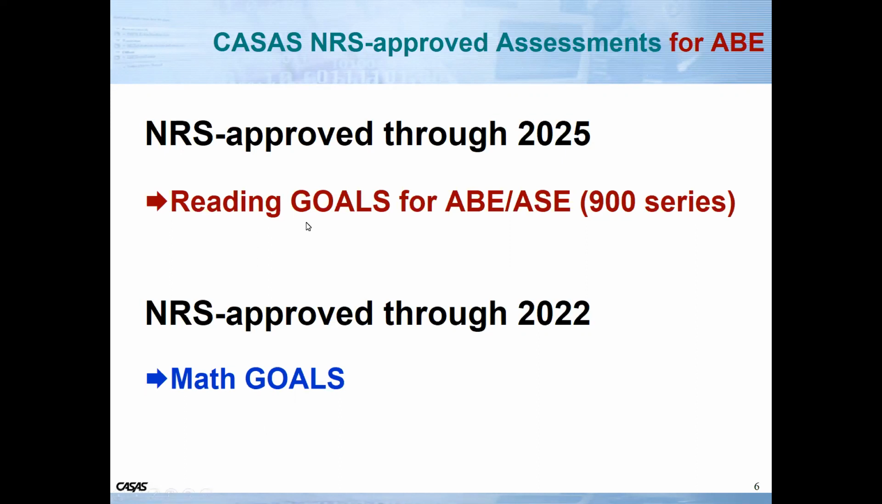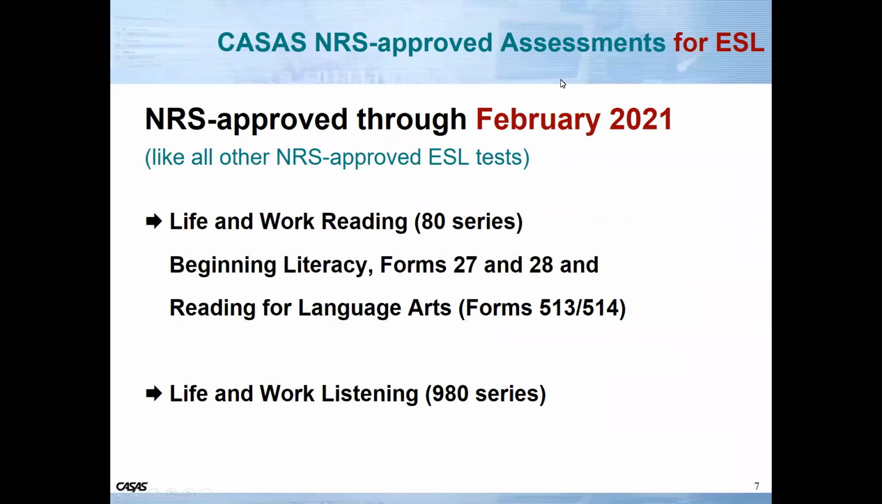The Reading Goals you could be using now, and the Math Goals too, for that matter, but we imagine most programs will be starting in July. Then for ESL, it's a different story. Those tests are on a different trajectory, and they are approved through February of 2021, with the assumption, as has always happened, that that will be extended till June of 2021. And this is the CASAS tests are in the same time frame as all of the other ESL tests that are NRS approved right now.